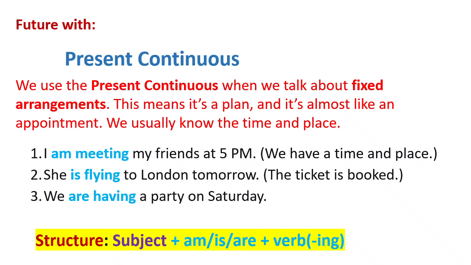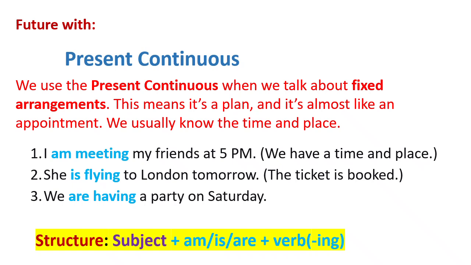Second example, she's flying to London tomorrow. The ticket is booked, right? So it means things are arranged, and in the near future it seems that everything is done. But the thing is that she is flying to London tomorrow. We are adding time with the action, therefore it is becoming the future. Otherwise it seems that right now she is flying, so it is no more future. So with time it will become future.